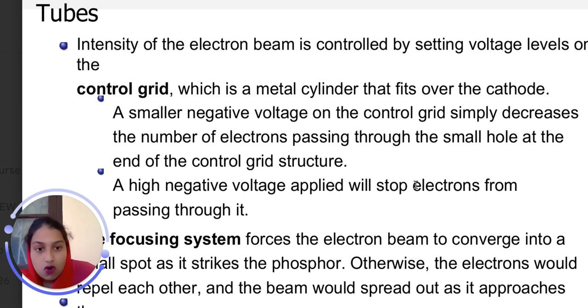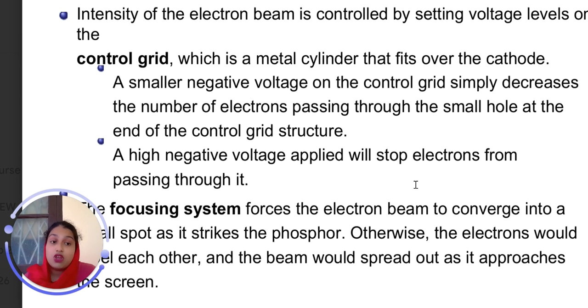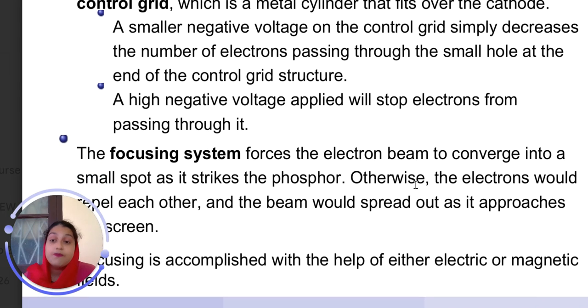A smaller negative voltage on the control grid simply decreases the number of electrons passing through the small hole at the end of the control grid structure. A high negative voltage applied will stop electrons from passing through it.